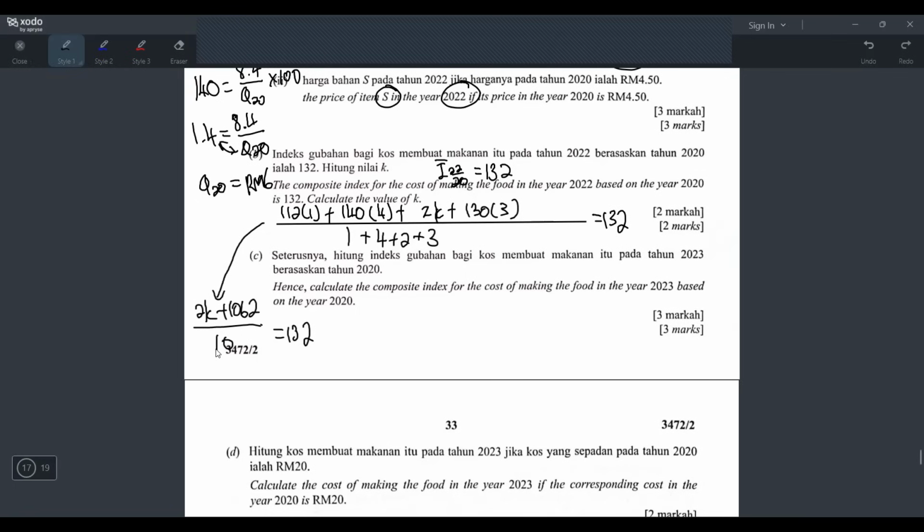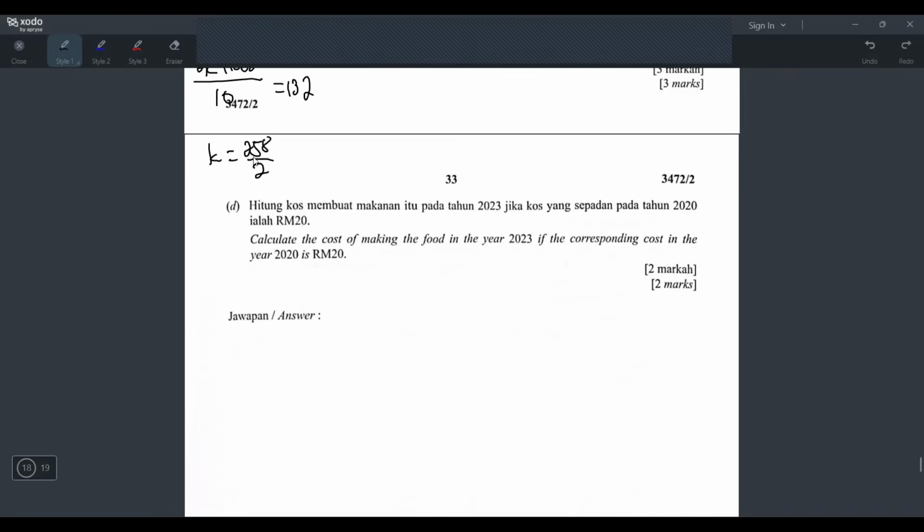And then now you can find your K lah. So how to find your K? First, you pindah the 10. So 132 times 10 is 1320. And then minus 1062 because you pindah. So minus 1062 equal, okay, I get 258. And then lastly, you divide by 2. So 258 divided by 2. So the final answer comes out already lah. What is the answer?